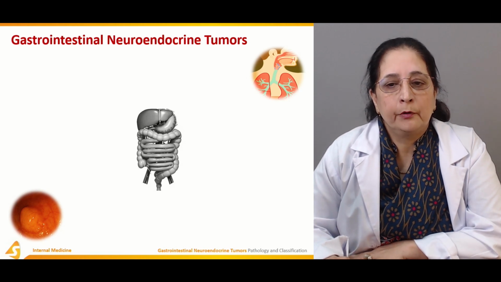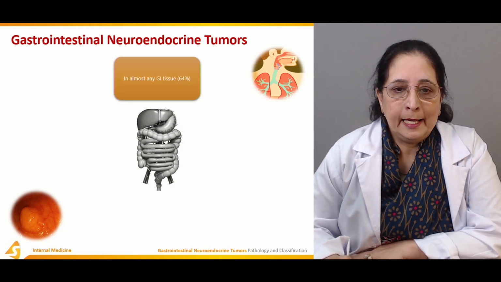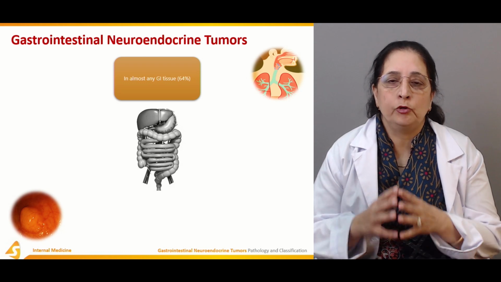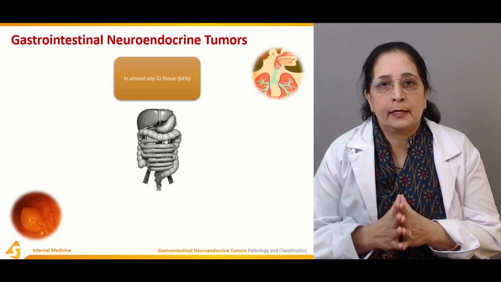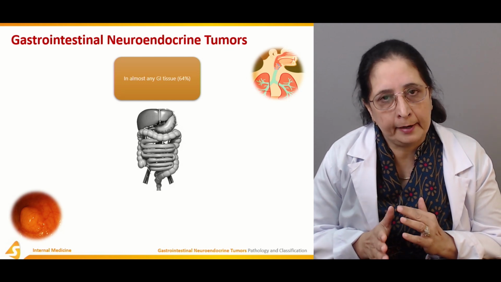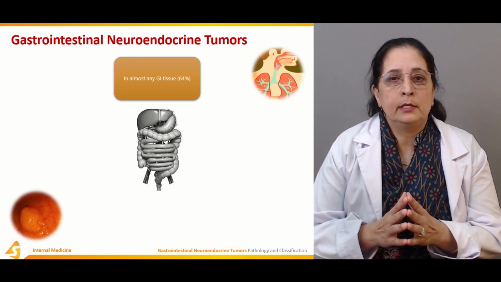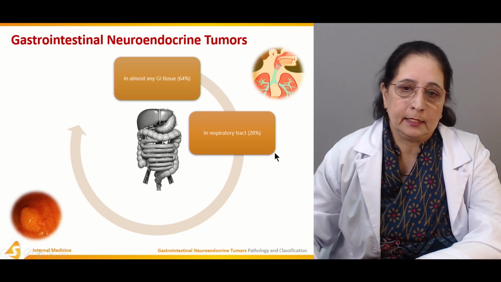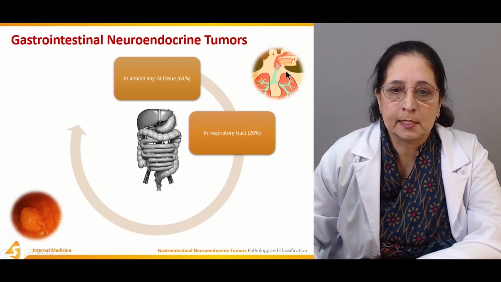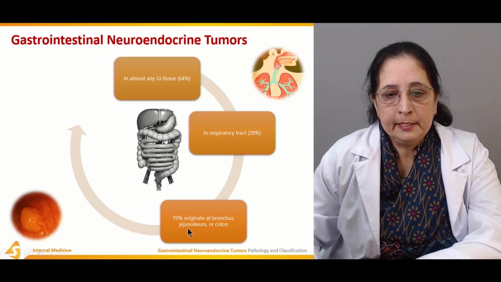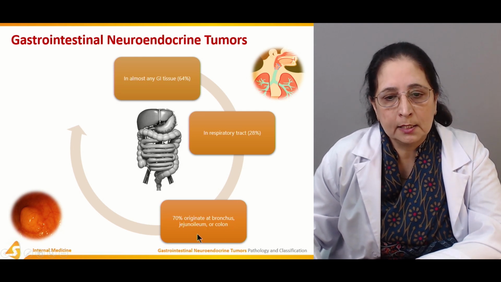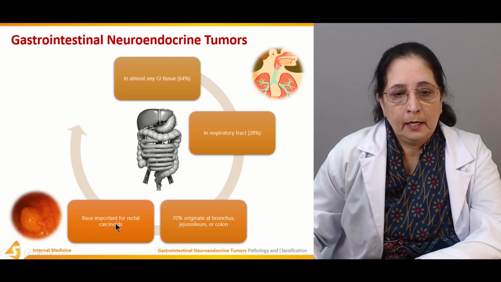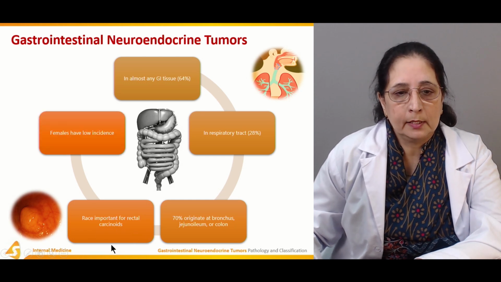Gastrointestinal neuroendocrine tumors. In almost any GI tissue they can develop, 64%. So any gastrointestinal tissue can be affected by intestinal neuroendocrine tumor, 64%. In the respiratory tract, it can be present in 28% of cases. 70% would originate at the bronchus, jejunum, ileum, or colon. Race is important for rectal carcinoid.